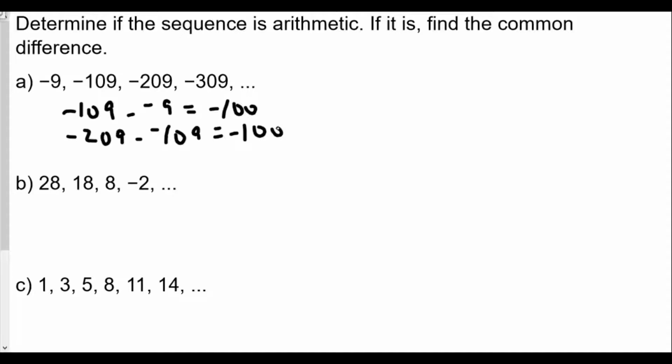Let's take the fourth term, which is -309, minus the third term. You can't skip terms. What we're looking for to determine whether it's an arithmetic sequence is: if we take any two consecutive terms and take the term minus the previous one, do we get the same result? -309 minus -209 is -100. And so yes, this is an arithmetic sequence.